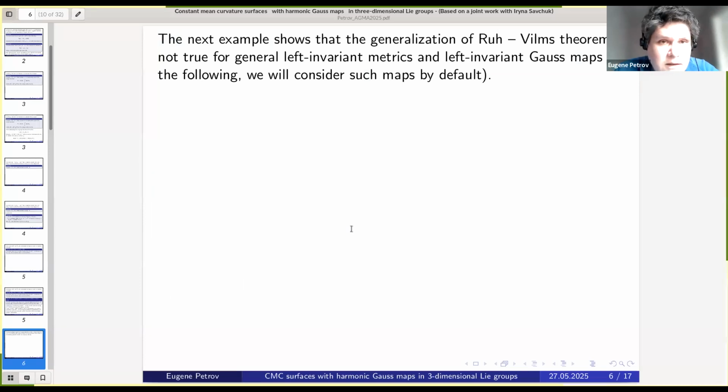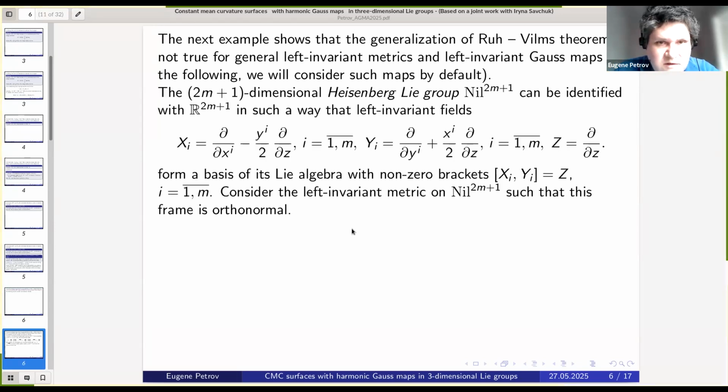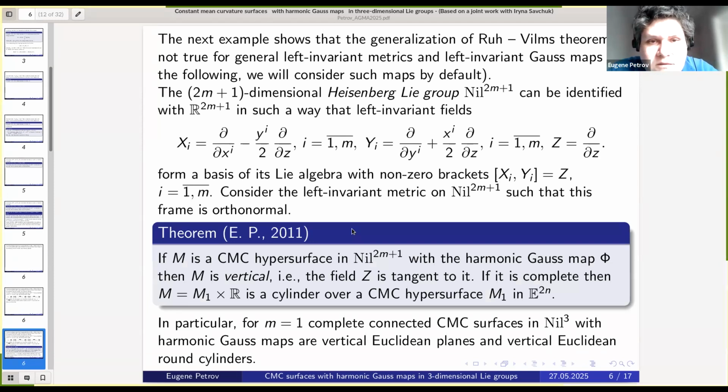Okay, and in general, for general left invariant metrics, the analog of Ruh-Vilms's theorem does not hold, and this is the example that I investigated some time ago.